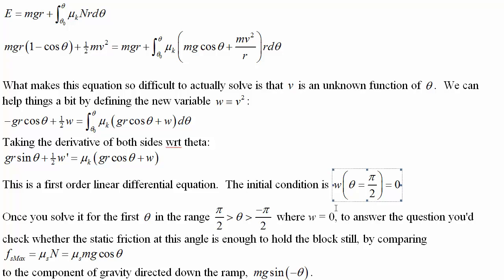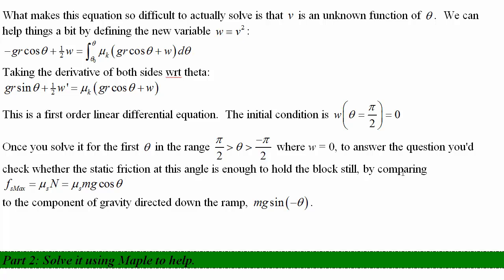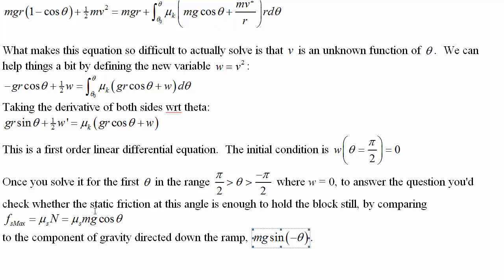The initial condition that we need to solve this differential equation is w at theta equals pi by 2 is 0. So when theta is theta naught, pi by 2, we have the speed is 0. Once you solve it for the first theta in this range, then what you would do is check whether static friction at this angle is enough to hold the block still by comparing Fs max to the component of gravity directed down the ramp, which would at that point be mg sine of negative theta. That's going to give you the gravity component down the ramp. Theta is going to be, well, assuming it passes the equilibrium point and goes up the other side.